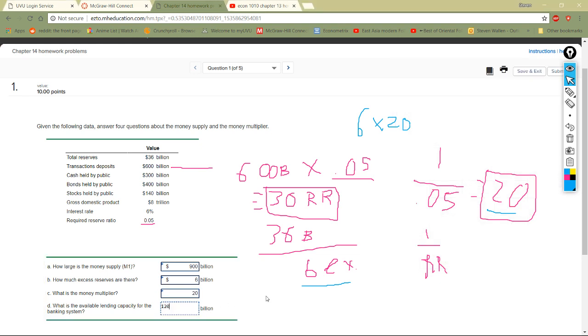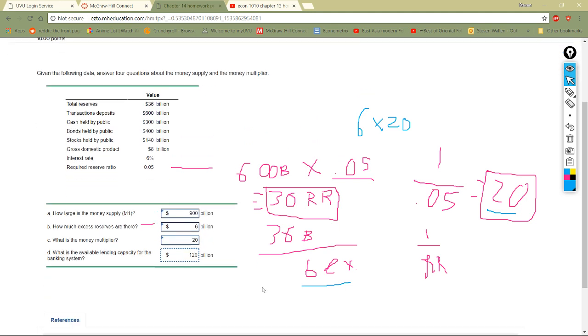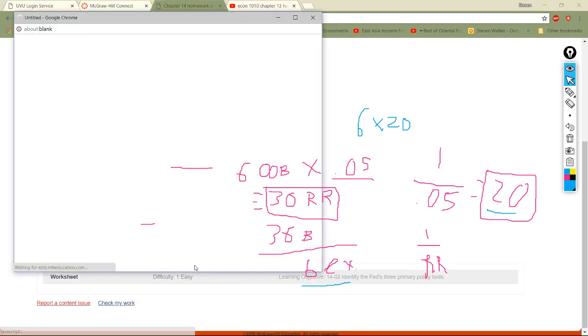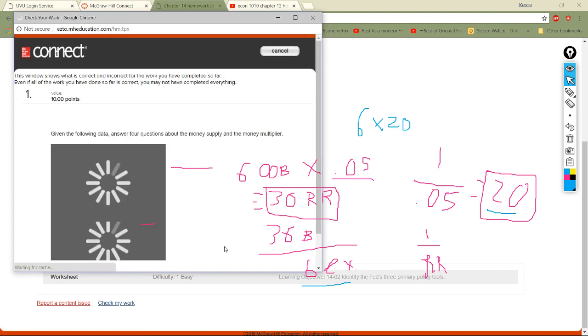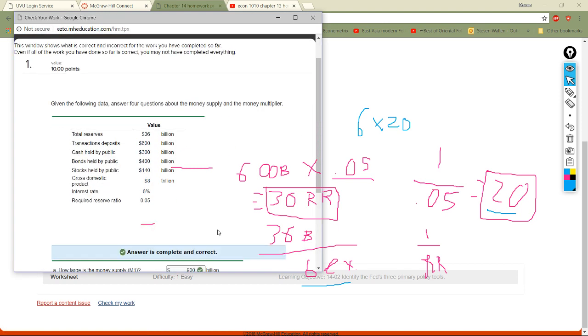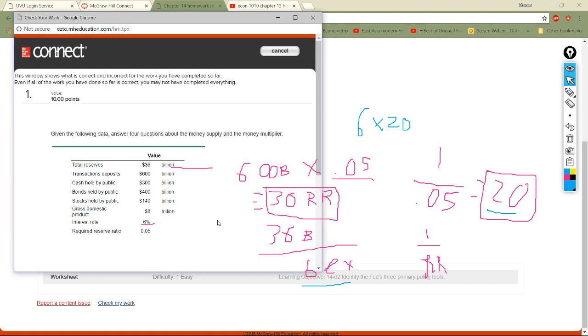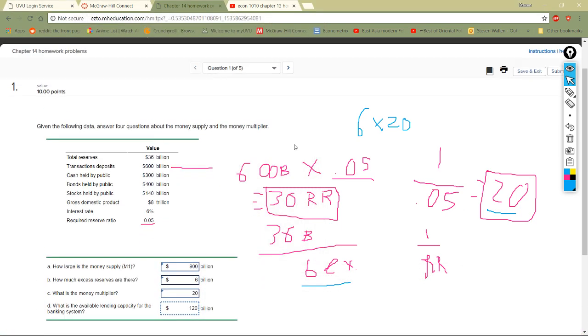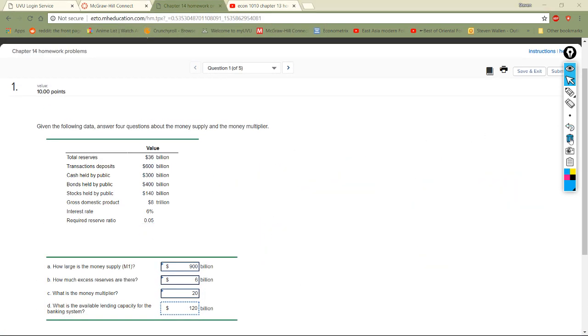So 6 billion in excess. If it was lent out and goes through the cycle enough times, that could be an additional 120 billion added into the system. Let's see if we did it right, shall we? Did we do it right? All green. There we go. Let's move on.